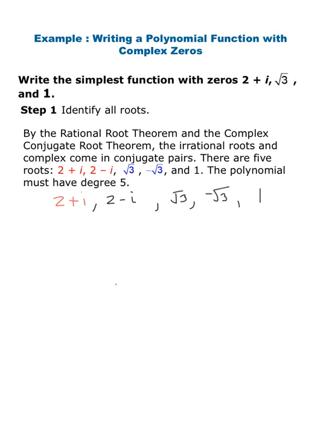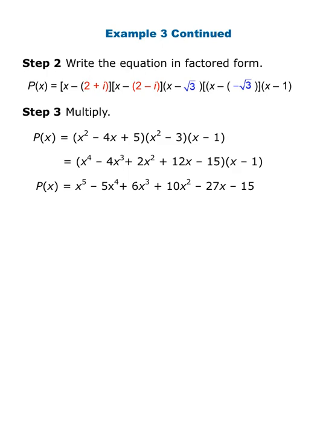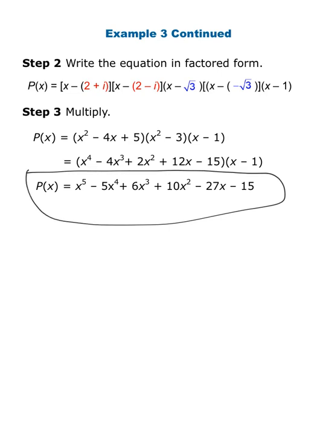So now the next step is to write the equation in factored form. So I take the first one, x minus 2 plus i, x minus 2 minus i, x minus square root of 3, x plus square root of 3, and x minus 1. So when we multiply them, this is what we are going to get. This will be the final equation.